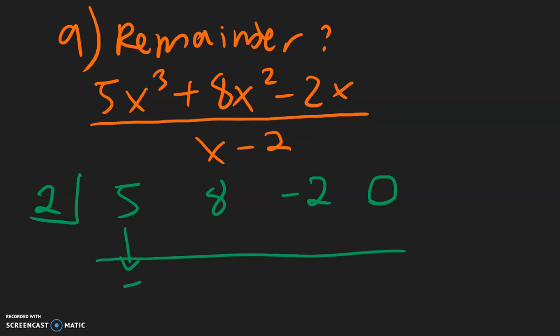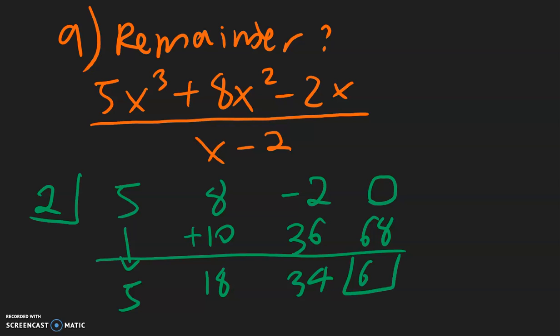Now let's bring this down. We got 5 here. 2 multiplied with 5 is positive 10. 8 plus 10 is 18. 2 multiplied with 18 is going to be 36. Negative 2 plus 36 is going to be 34. Then 2 times 34 is going to be 68. And 0 plus 68 is going to be 68. And so that's the remainder. Our remainder is right here. 68 is the answer.